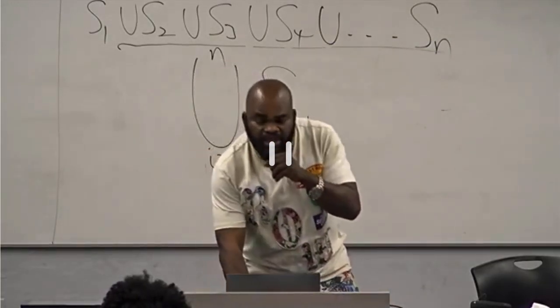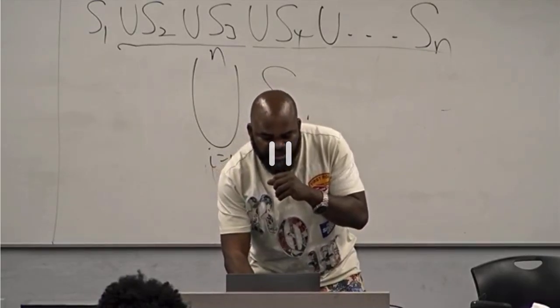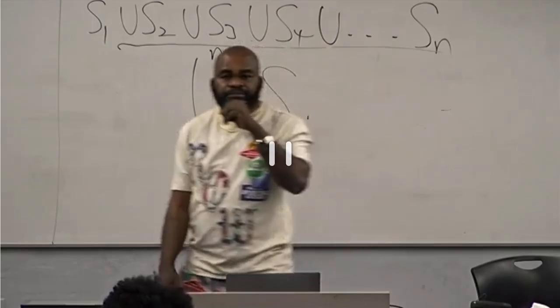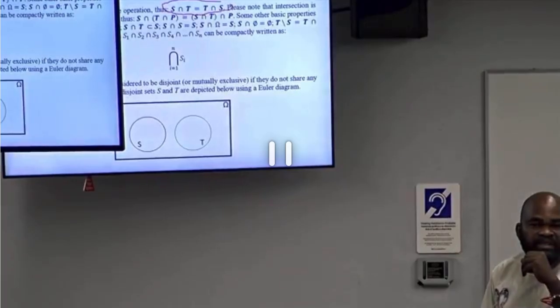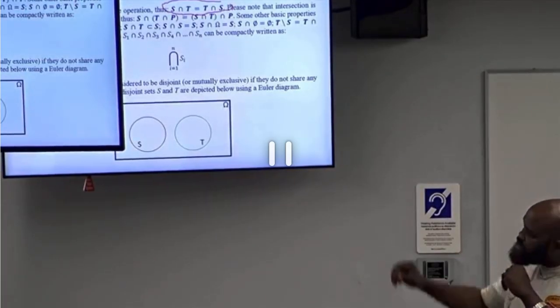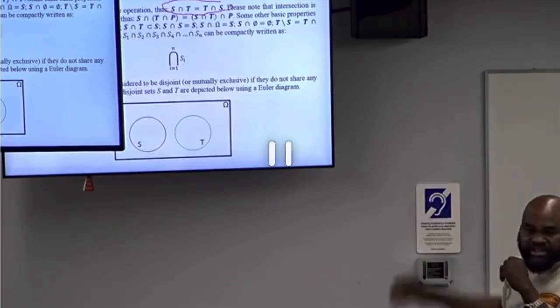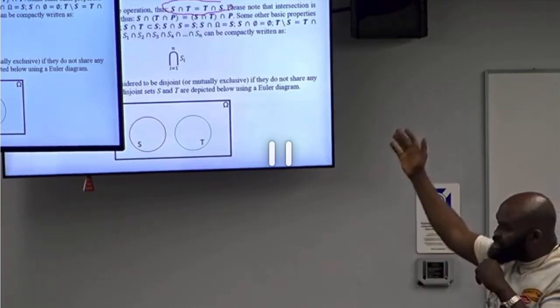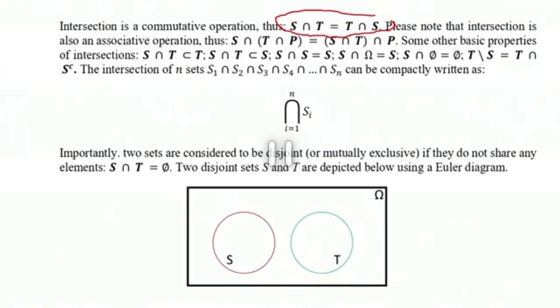But let's first investigate commutativity. Take a look at that. The common part between S and T is the same thing as the common part between T and S. Imagine I ask you to write the definition for this mathematically. So they're going to be commutative. Then they're also associative. You know union is associative, and intersection is also associative.